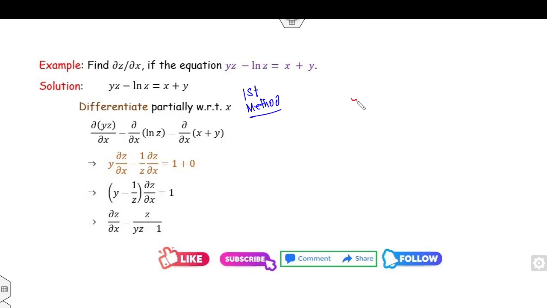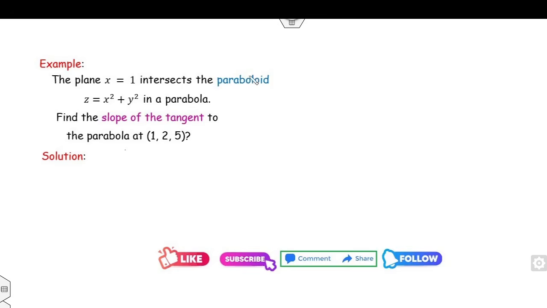I will tell you the second method also. The second method we will cover in the next lecture on the implicit function. Once you watch this implicit lecture, you can see this is the easiest way you can find the partial derivative. Okay, look at this another one.